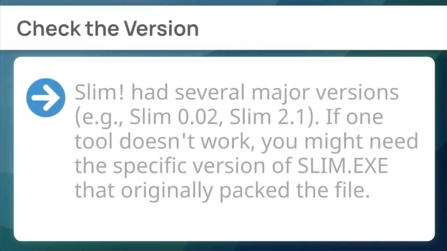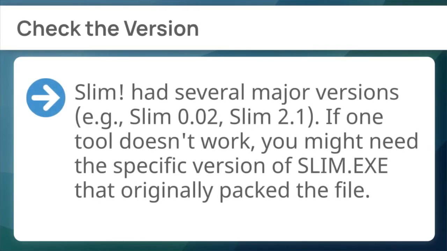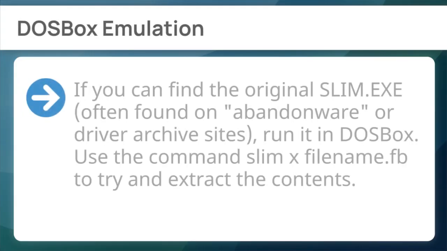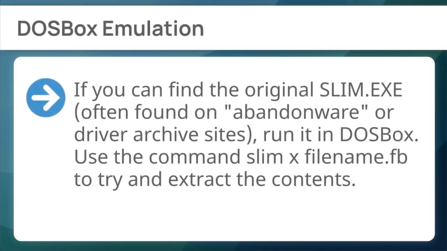Next, check the version. Slim had several major versions, e.g. Slim 0.02, Slim 2.1. If one tool doesn't work, you might need the specific version of Slim that originally packed the file. Finally, DOSBox emulation. If you can find the original Slim XE, often found on abandonware or driver archive sites, run it in DOSBox. Use the command slim x file name .fb to try and extract the contents.